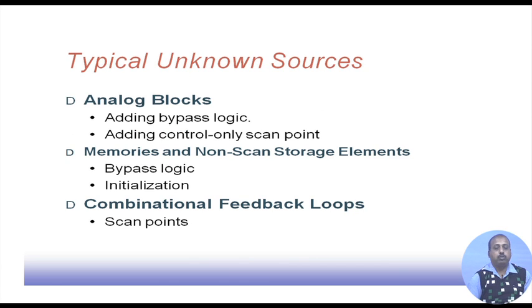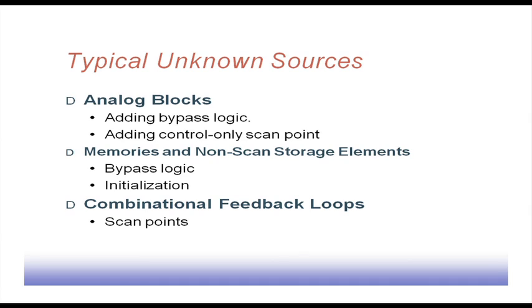What are the unknown sources? So, we have said that if there is an unknown source, we bypass that unknown source by some mechanism. So, what are the unknown sources? The first set of unknown sources are the analog blocks.